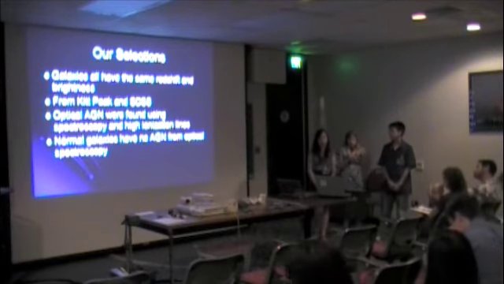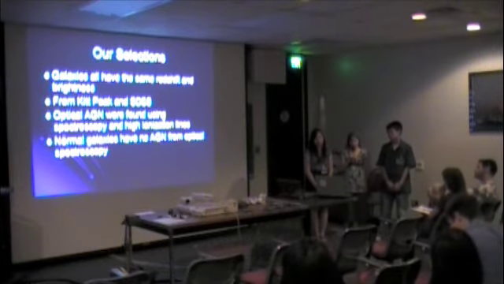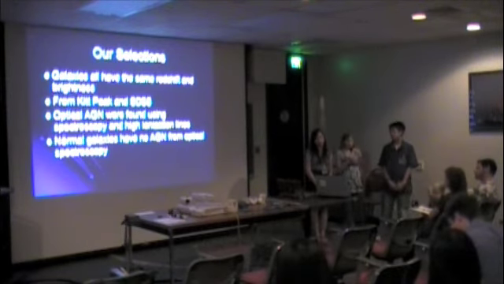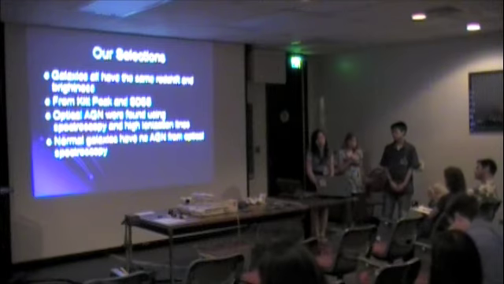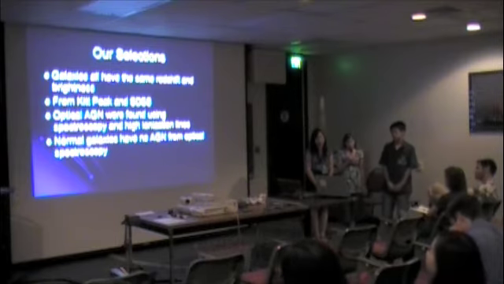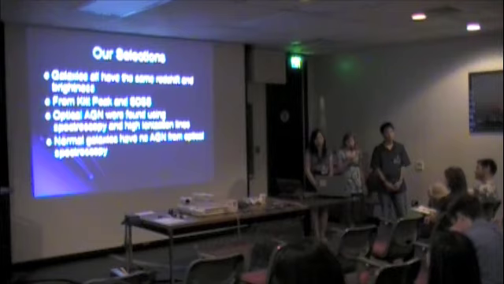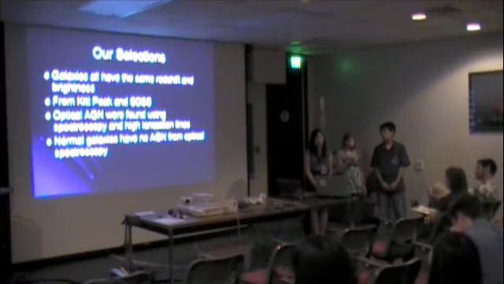So the selections that we made were very specific, so they had certain terms that they had to get across. So first of all, our galaxies were all at the same brightness and redshift, which is basically distance, so we could take out all those other variables. All our images were from Kitt Peak and the SDSS, which is the Sloan Digital Sky Survey. The optical AGN were found using spectroscopy and high ionization levels, and the normal galaxies have no AGN from optical spectroscopy.